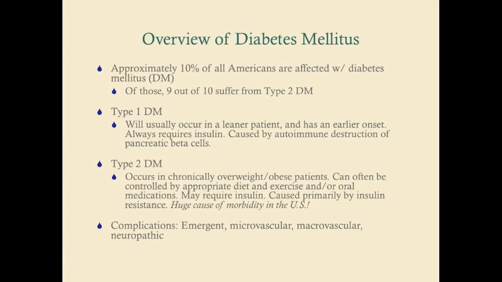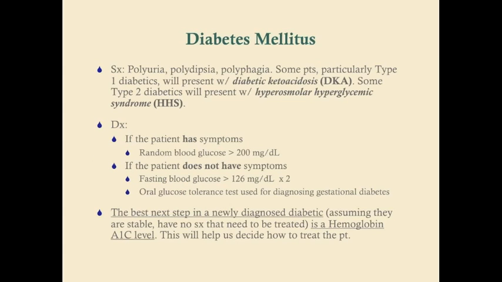The emergent ones are diabetic ketoacidosis and hyperosmolar hyperglycemic state, which used to be known as hyperketotic hyperosmolar coma. We also have microvascular complications, which can lead to neuropathy, macrovascular complications, which can lead to nephropathy, and then the neuropathic complications.